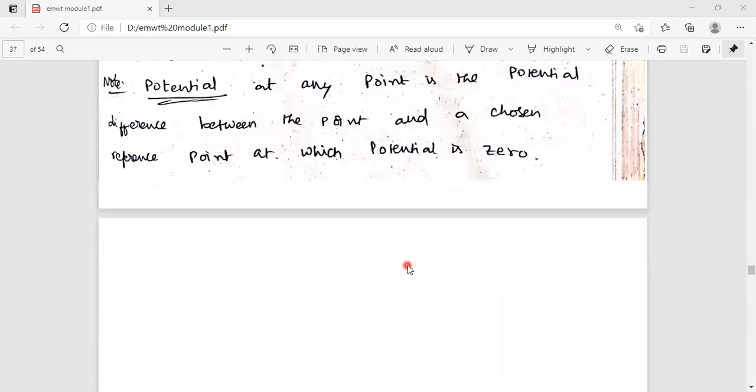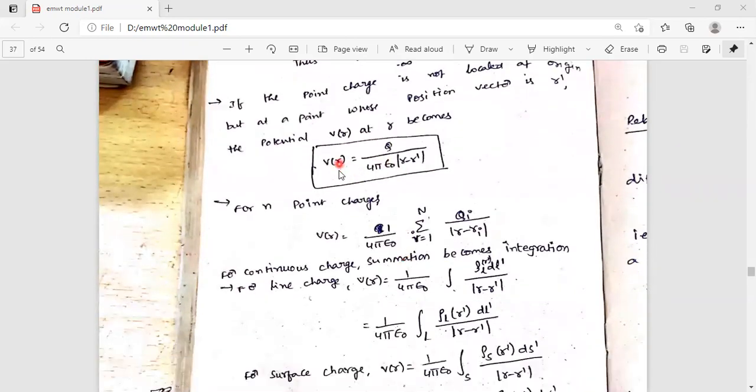That is given here. See, V of R. Now it is a function of R. Previously we wrote V because we assumed that the charge is at origin. Now this is a function of that R. V of R is equal to Q by 4 pi epsilon naught modulus of R minus R bar.